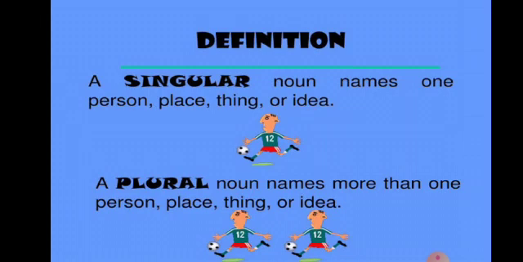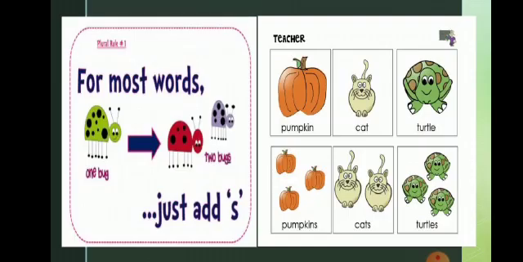A singular noun names one person, place, thing or idea. A plural noun names more than one person, place, thing or idea. In easy words, you can say singular means one and plural means many.